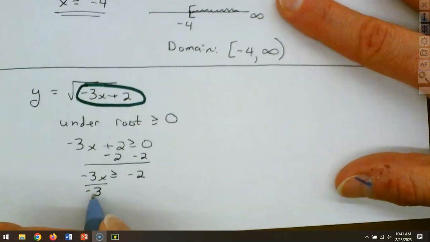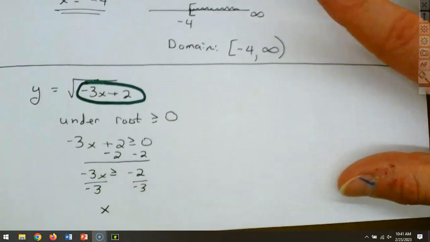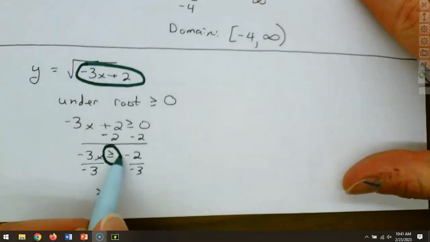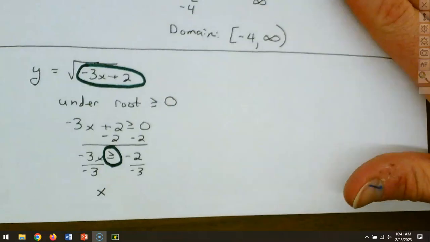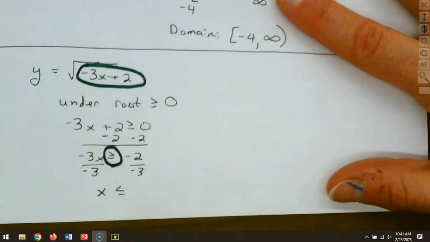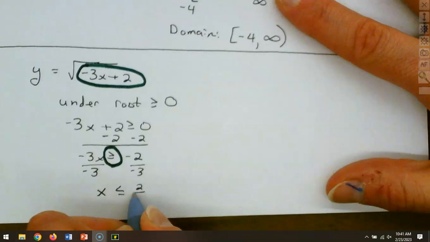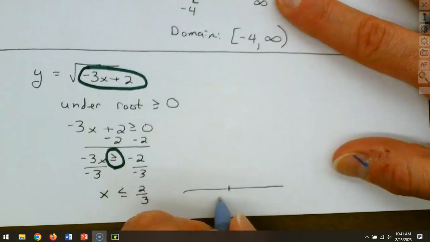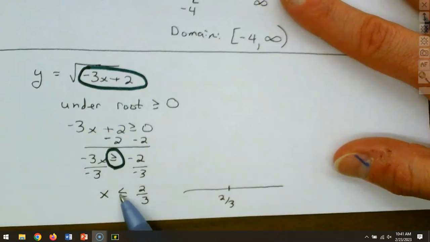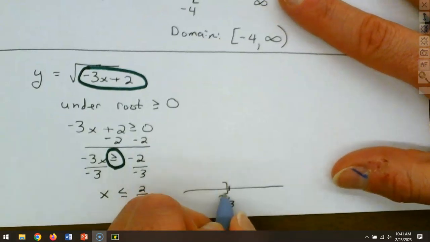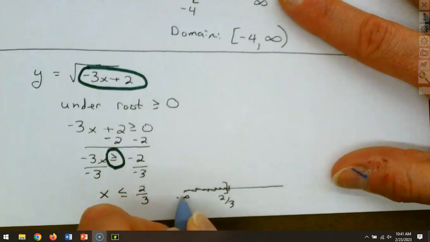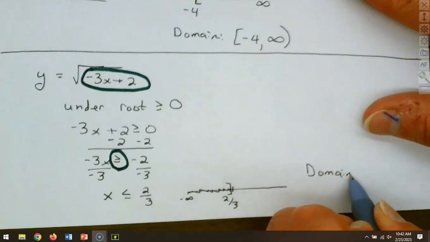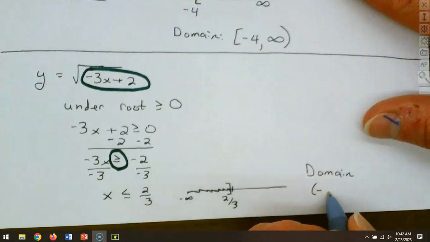And I picked this one on purpose because when we divide by a negative in an inequality, what happens to my symbol here? Well, the symbol's going to flip. Negative and negative makes it a positive 2/3. So here's my number line. Here's my positive 2/3. It is pointing to the left, so I shade it back to the left. And then what is my domain now? Right straight from the number line.